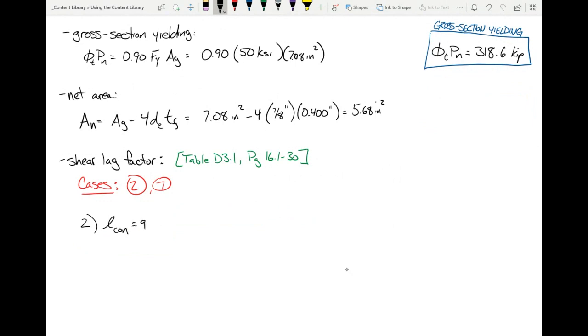LCON is 9 inches. Okay. Now, the X bar, this is the one that's new. This is the one that's a little weird. Okay. So whenever you have a W section that is connected via the flanges, and it's only for this case. So you only have to remember this for this case.